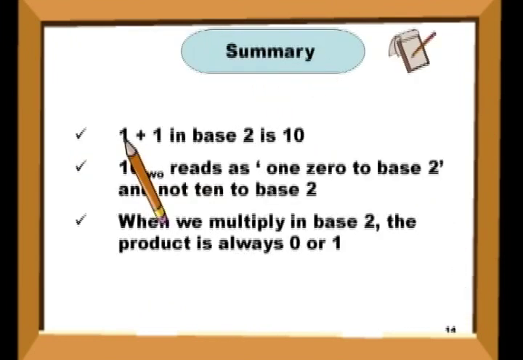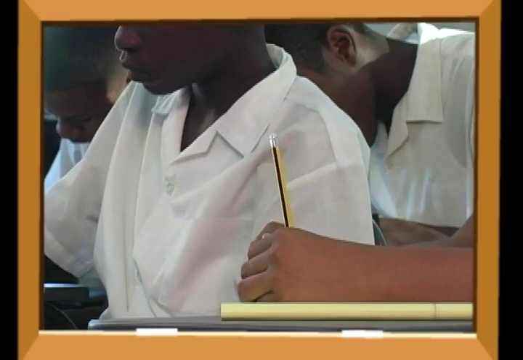Summary. 1 plus 1 in base 2 is 1, 0. 1, 0 in base 2 reads as 1, 0 to base 2 and not 10 to base 2. When we multiply in base 2, the product is always 0 or 1.